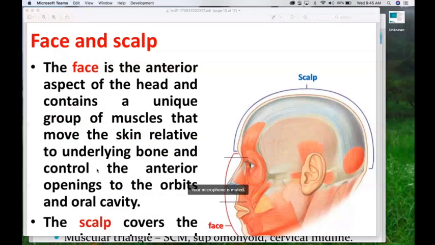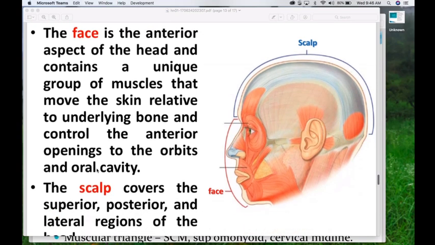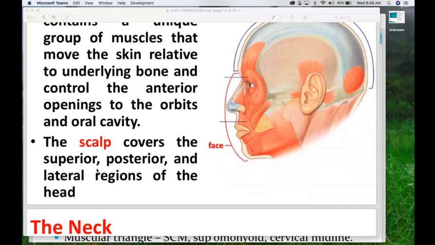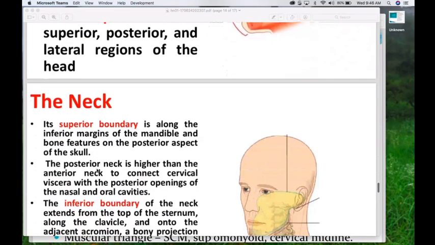Now face and scalp. The face is the anterior aspect of the head and contains a unique group of muscles that move the skin relative to the underlying bone and control the anterior opening of the orbit and oral cavity. And the scalp covers the superior, posterior, and lateral regions of the head. Okay. Now neck.